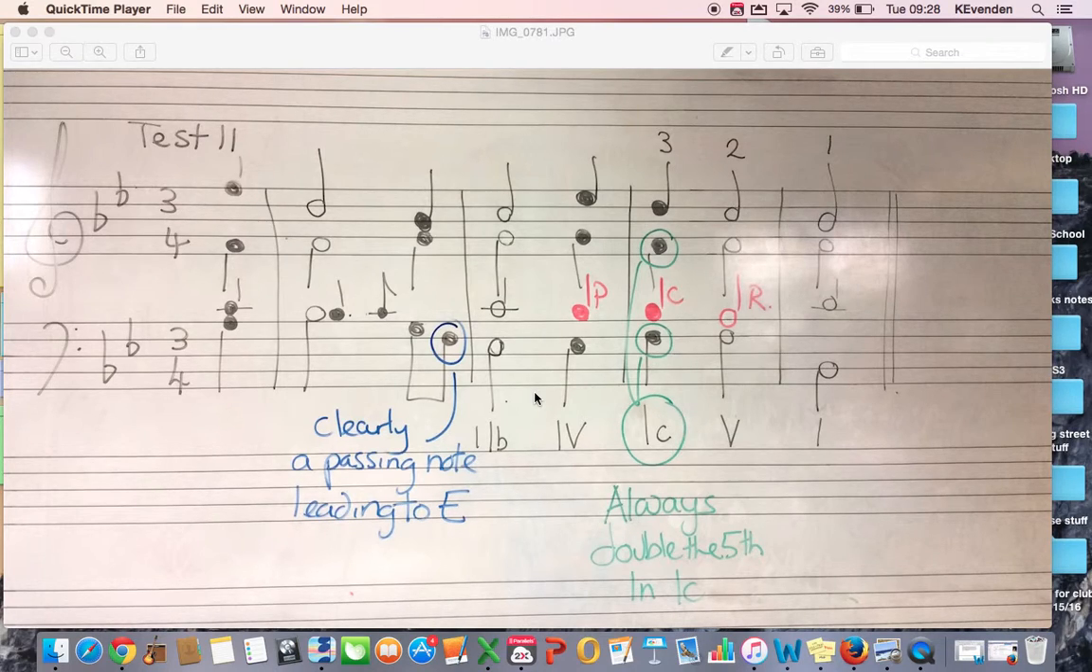Okay, so the cadential 6/4. Your cadential 6/4 is at a cadence point and includes, in this order, the chords 1C, 5, 1. Remember, the last two chords have to be in root position. Now, it's called a cadential 6/4 because of the 1C. The 1C is in second inversion.